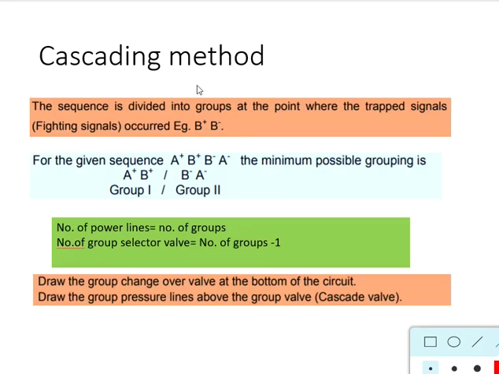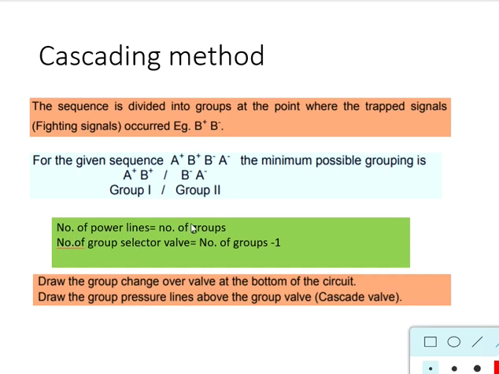Let us see the rules for the cascading method. The sequence given should be divided into groups in such a way that where there is a trapped signal or fighting signal, only one letter should be present in that group. So the B plus B minus should be divided into two groups.